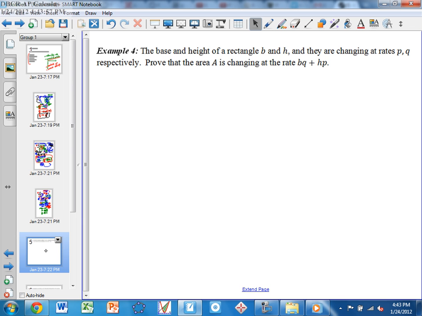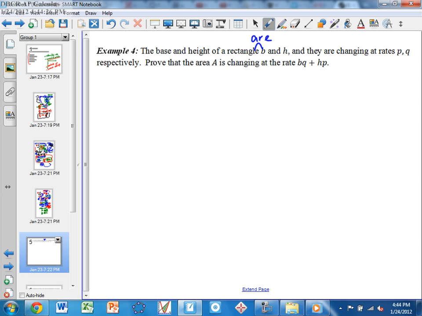Can somebody read besides me? The base and height of the rectangle are B and H, and they are changing at rates P, Q, respectively. Prove the area A is changing at the rate BQ plus HP. Yep. The base and the height of a rectangle are B and H, and they are changing at rates P, Q, respectively.